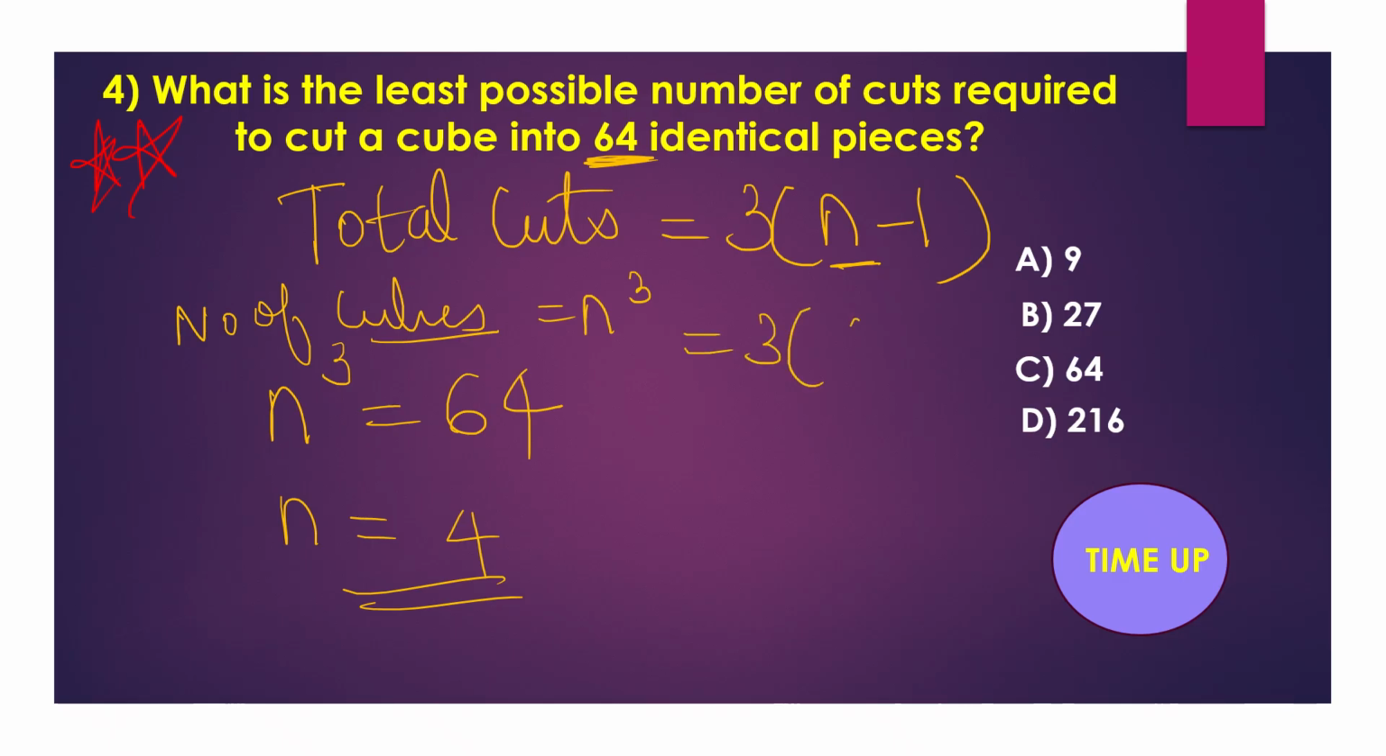So then you insert that 4 in the value of n. So 4 minus 1 will be 3. 3 into 3 will be 9. So correct answer for this is 9.